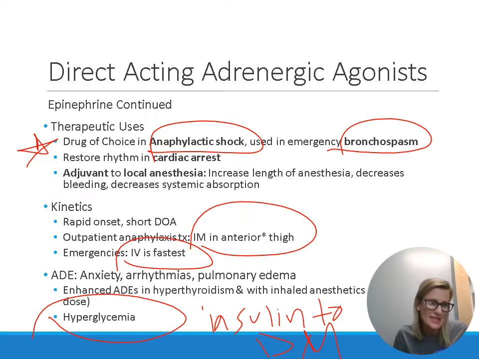There are enhanced adverse drug effects of epinephrine in patients with hyperthyroidism, because hyperthyroidism is already associated with an increased sensitivity to the sympathetic nervous system response. The things that I didn't list here, which are kind of obvious adverse drug effects, are things like tachycardia, right? Hypertension, especially systolic, because that's literally what's happening here.